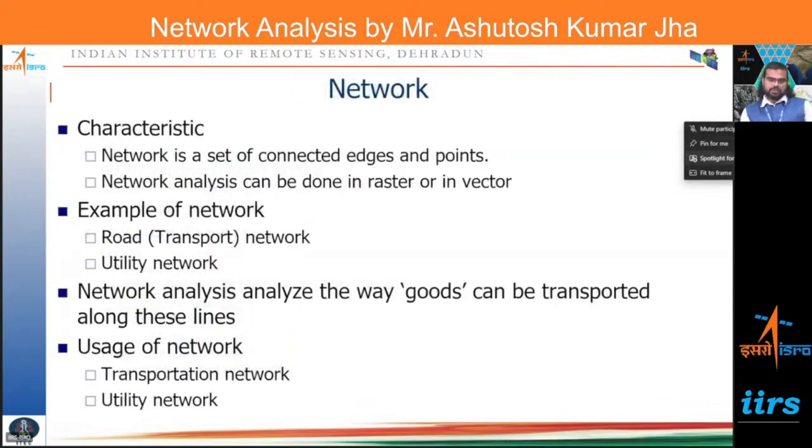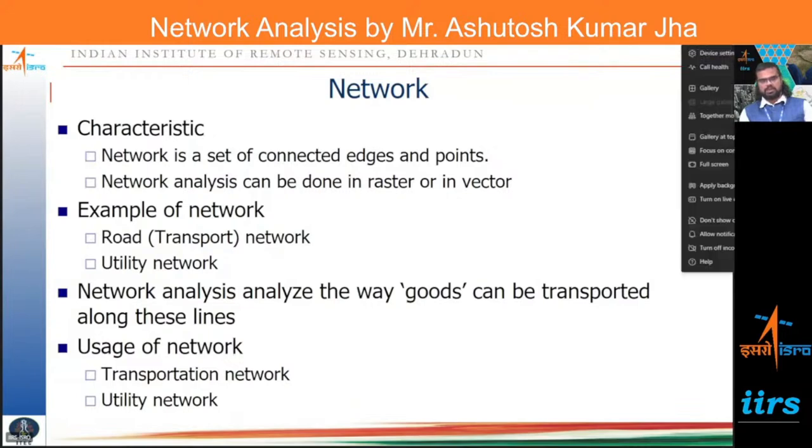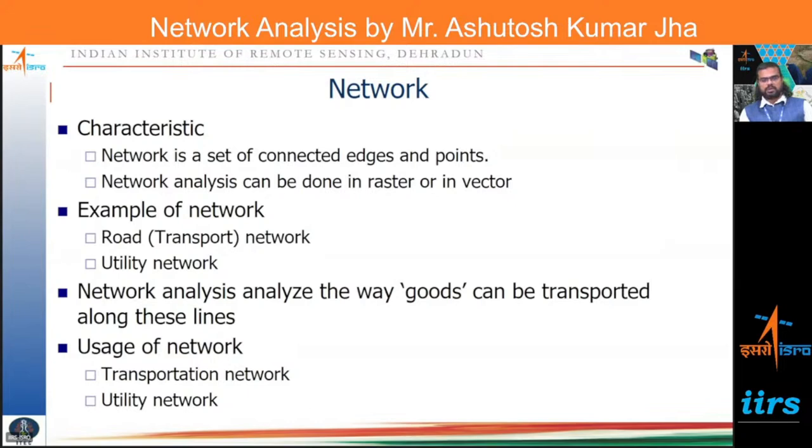All these navigation systems generally work on a network, that is the road network, which has a few characteristics. Generally, you can say that it is just a representation, at a conceptual level, of connections between edges and points. The analysis can be carried out on both vector and raster data sets. It means you can represent the networks in raster and vector data.